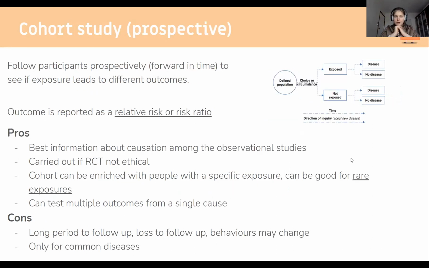Next, we have a cohort study. There are two types of cohort studies. The first is prospective, which means you're going forward. And the second one is retrospective, which means you're going backwards.